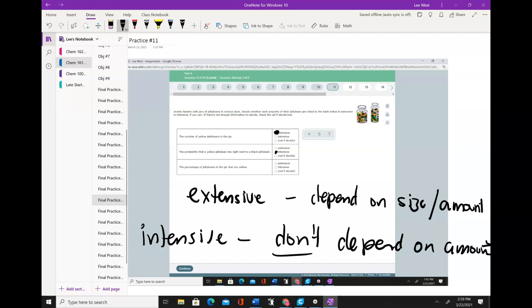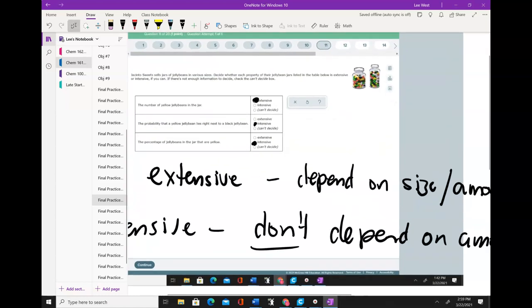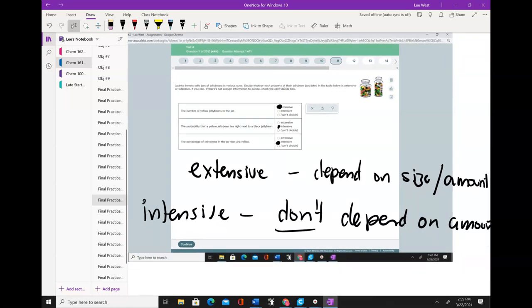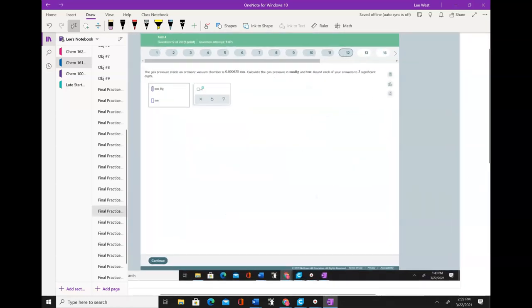Okay, the percentage of jelly beans in the jar that are yellow. Again, that's kind of like the ratio of the black ones to the yellow ones. It doesn't matter on the size of the jar. The percentage, the distribution of the colors is the same. So that is intensive. All right, that's an interesting one. I like that more than the pizza one. Okay, let's have a look.